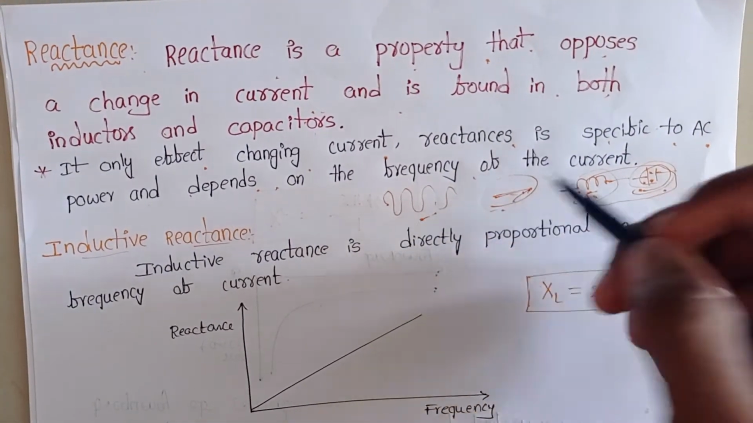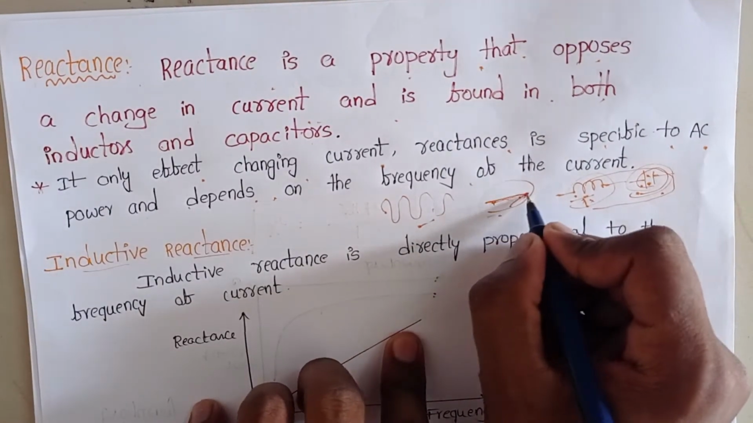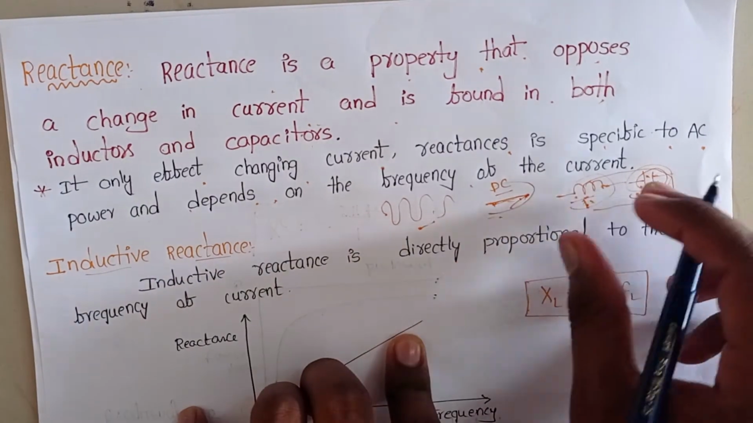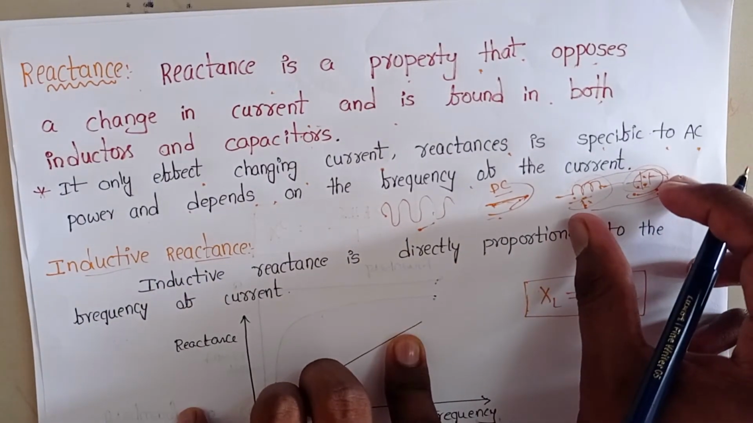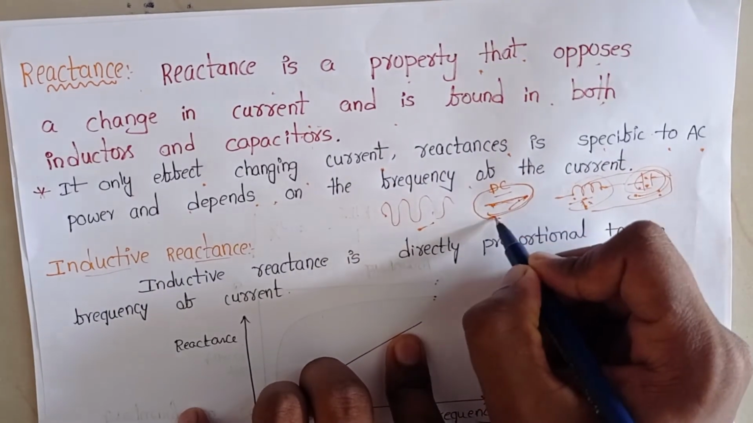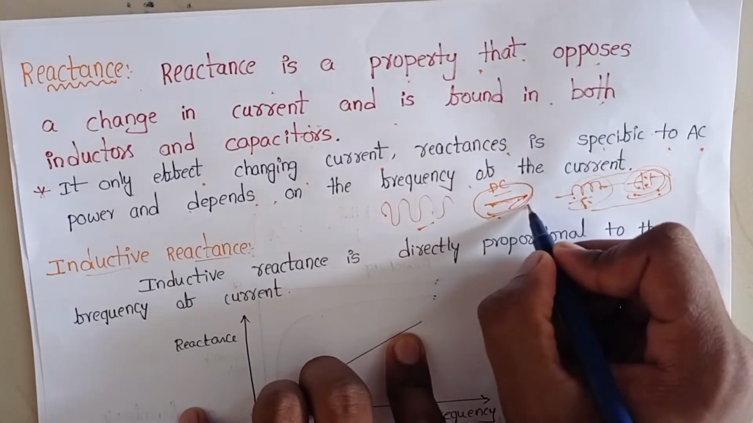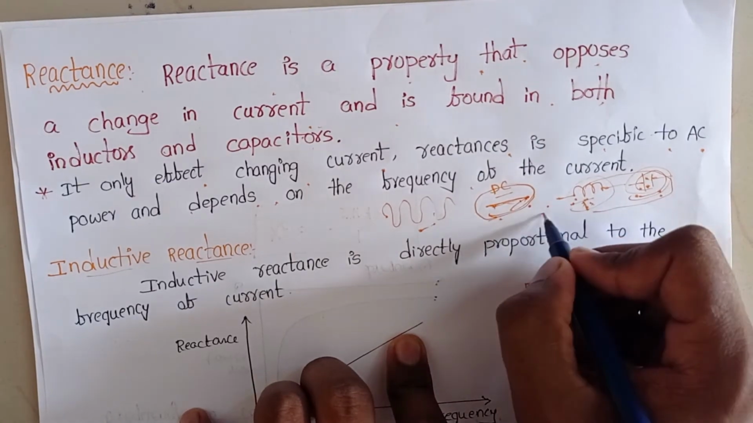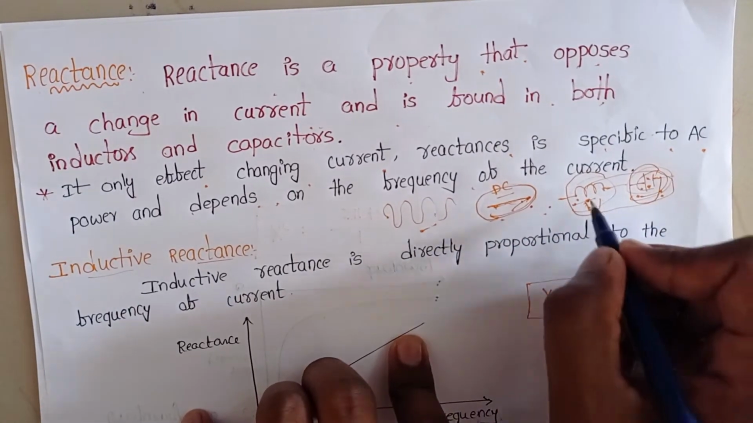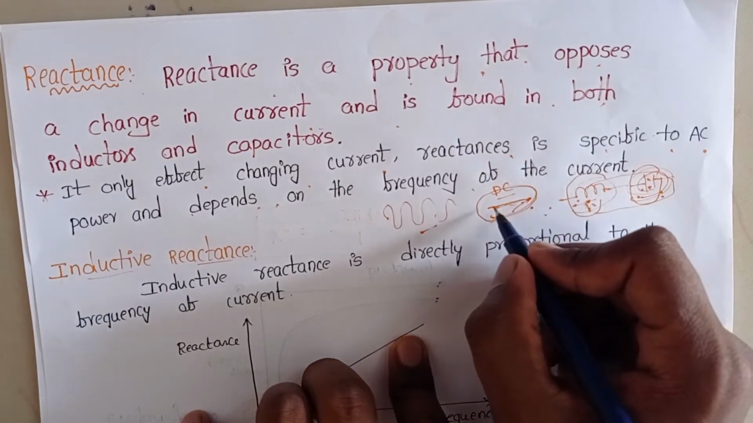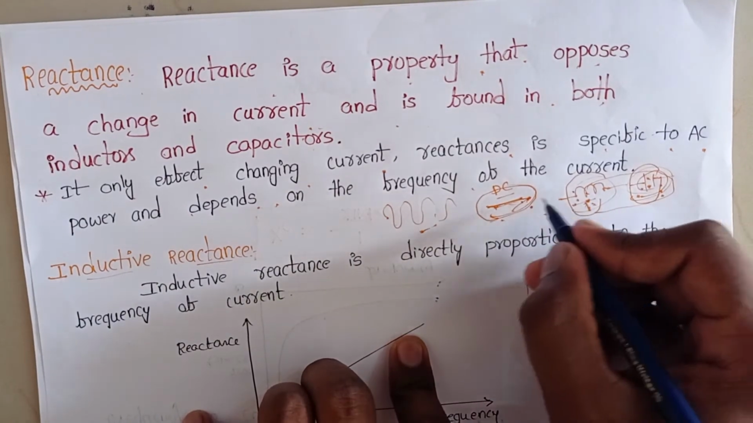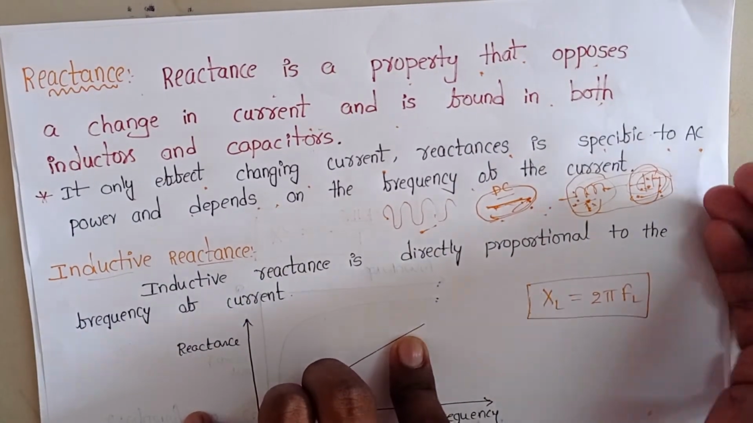If we apply DC current, this is direct current, to the inductor and capacitor, there is no change in inductance and capacitance values. There is no reactance because in this current there are no fluctuations. If fluctuations are there, then the current changes from one point to another point, and only then is reactance present in inductance and capacitance. If we apply direct current to an inductor and capacitor, then there is no reactance. Reactance is equal to 0. Remember that point.